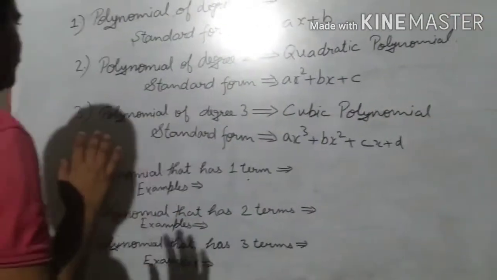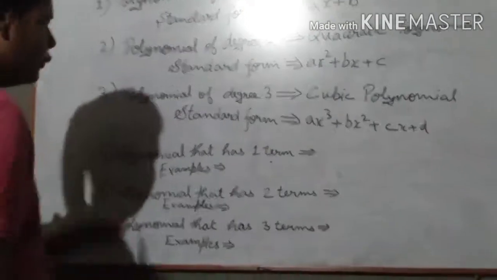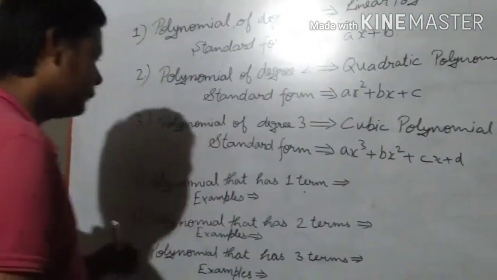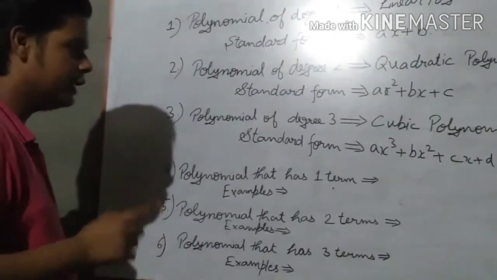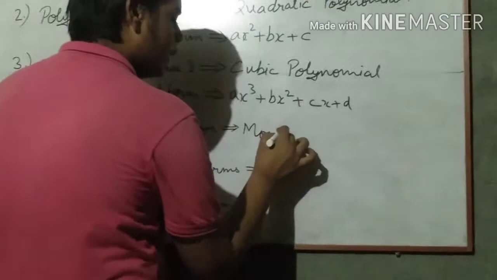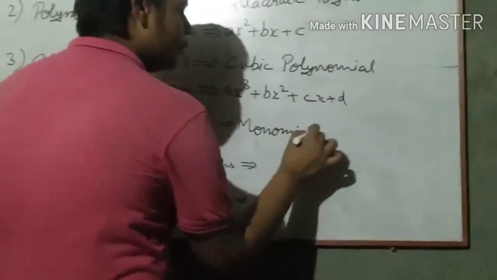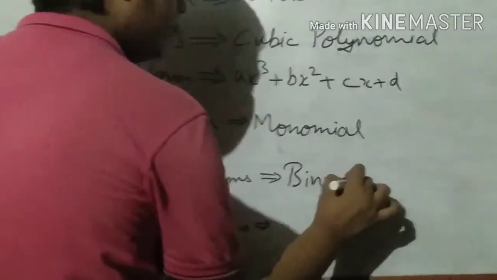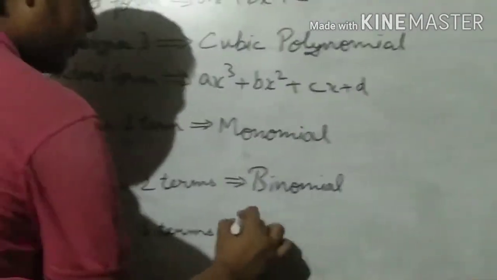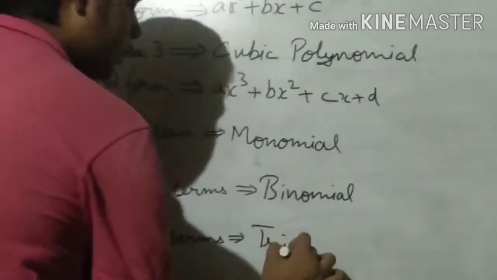So that was the division of polynomials on the basis of degree. Now we are moving on to the basis of terms. The polynomial which has one term is called a monomial. The polynomial which has two terms is called a binomial, and the polynomial which has three terms is called a trinomial.